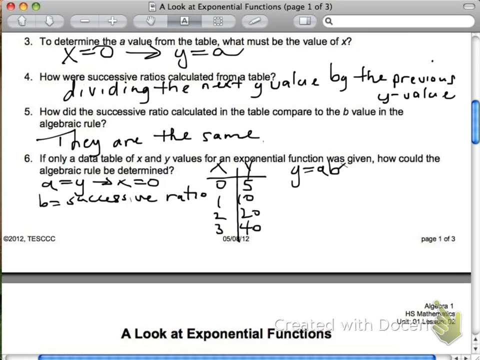Okay, now, what do we know a is right now? 5. What do we know B is? 10 divided by 5 is 2. Yes, some math. Or you can double check: 20 divided by 10 is 2. So B is 2. So now what is my function? Y equals 5 times 2 to the x power.